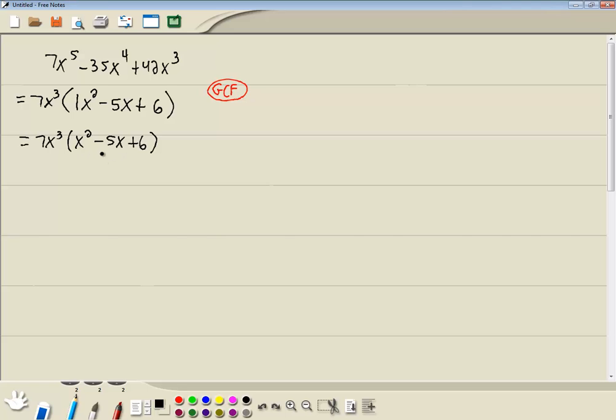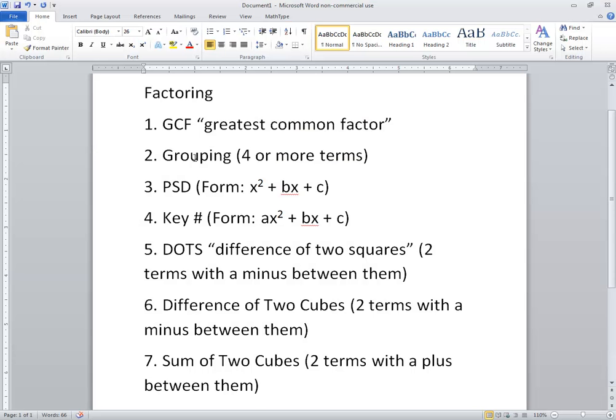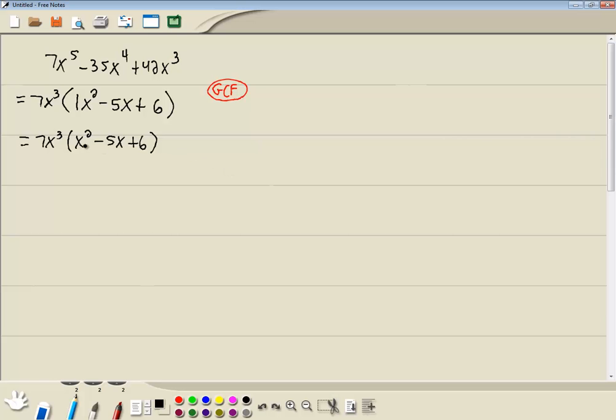Now we're working with what's inside the parentheses. Obviously it's not grouping, it's not 4 or more terms. PSD: x squared, x, no number in front of our x squared. Well, that fits. So we'll use the PSD method on that.